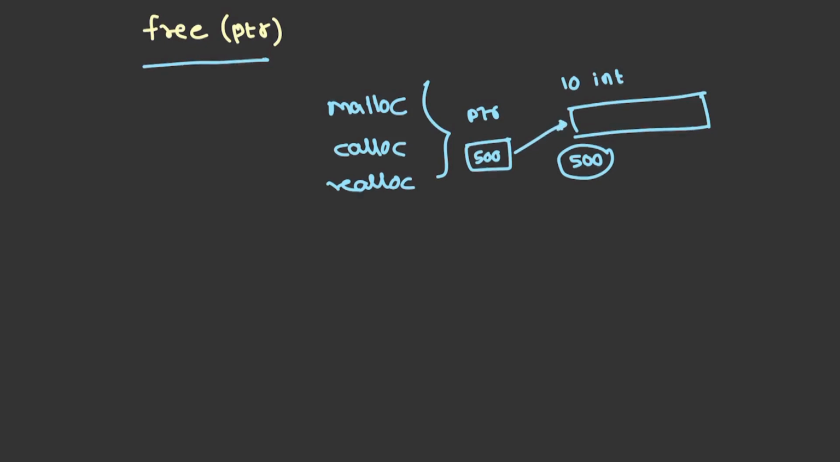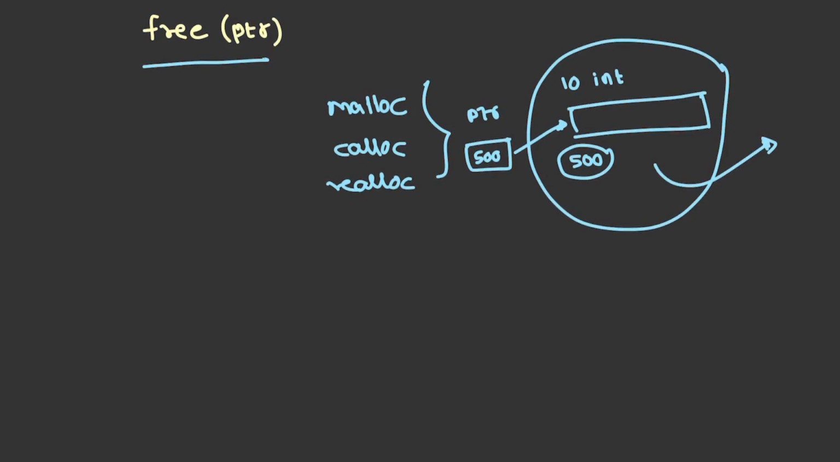If you are done with the students, suppose for example this is the first batch of students who are leaving your school and their details are no longer required. To save memory, we can free this space. That can be done simply by writing free of ptr. This is the address which is the start of this memory location. So if you write free of 500, all this memory will be freed and can be used to allocate memory for other instances.